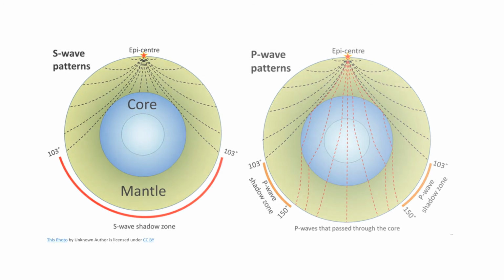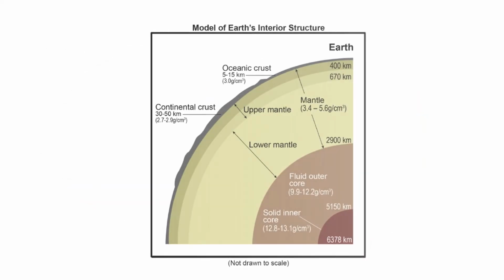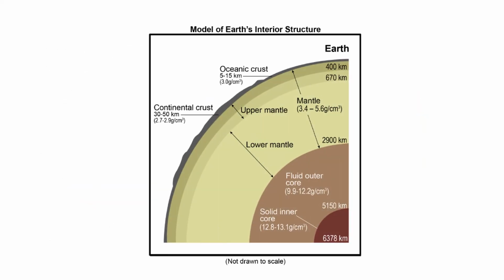Finally, how can we figure out how big a layer is? We can just do simple math, subtracting these two boundaries. For example, if I want to know how thick this particular layer is, which is our fluid outer core, I can just subtract these numbers. 5,150 kilometers minus 2,900 kilometers, I'll get 2,250 kilometers.